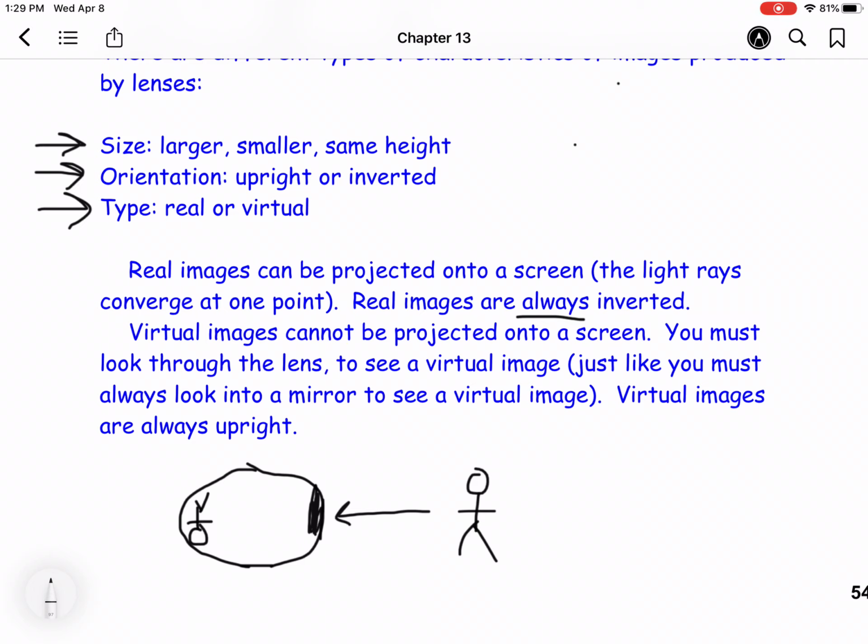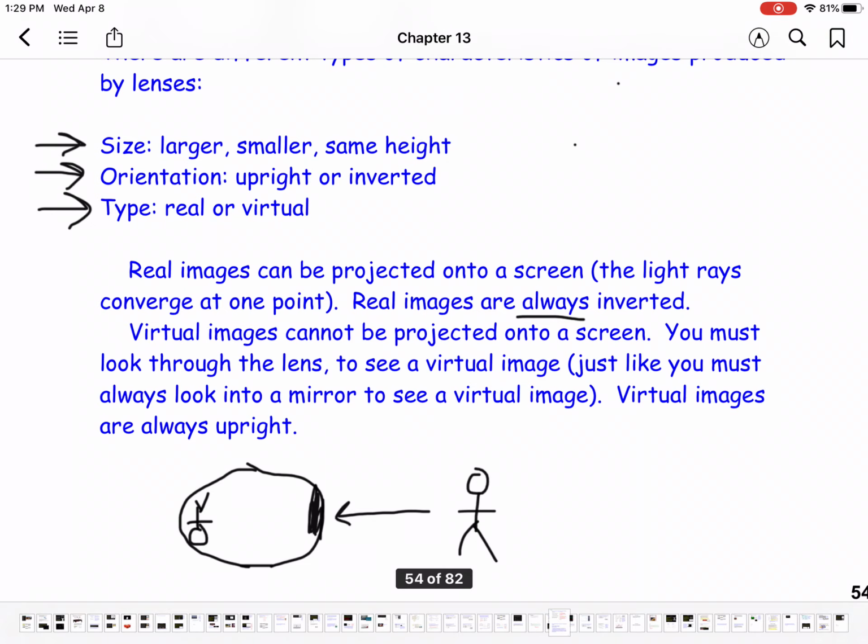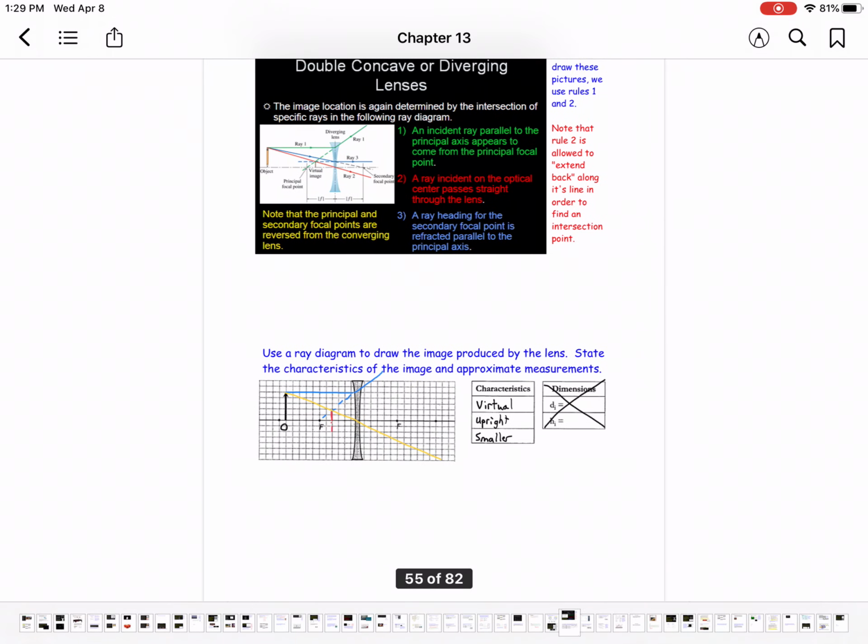Virtual images cannot be projected on screens. You must look through the lens to see a virtual image, just like you must always look in the mirror to see a virtual image. So that's the concept there between virtual and real images.